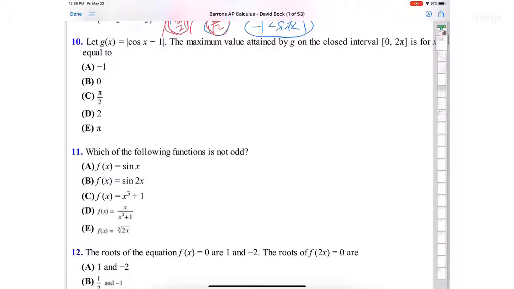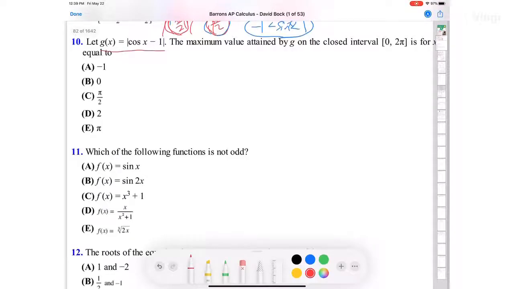Let g of x equals absolute value of cosine x minus 1. The absolute maximum value attained by g on the closed interval 0 to 2 pi for x is equal to. Okay, find the x value where g(x) has a maximum value, right? So I'm going to draw the function graph.